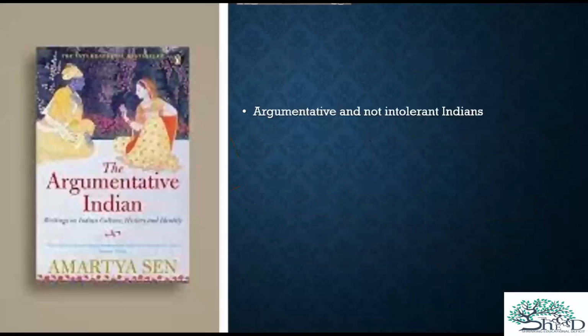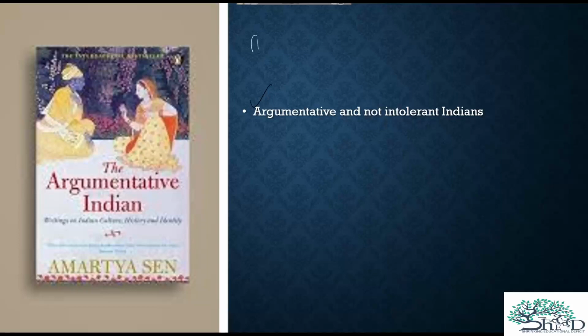Now this is one statement under the argumentative Indian, that Indians are basically argumentative. India has a culture of argument rather than intolerance. This question can come: are Indians intolerant? Whatever things are happening in India, is this leading to an intolerant society?